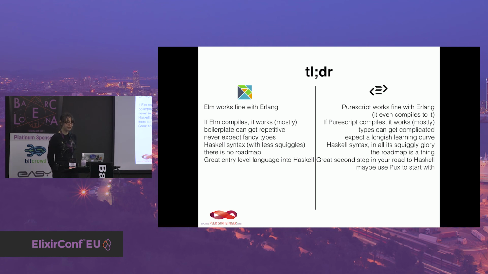Also, Elm has got Haskell syntax, but without the squiggles. And in Purescript, you get Haskell syntax with all the squiggles in all the squiggly glory. A lot of squiggles everywhere. I thought this is madness, but then I got used to it. And there is really no roadmap in Elm, while Purescript has got a roadmap, you can look it up on their GitHub. And I think Elm is a great entry language into strictly typed functional programming. And Purescript is a great second step on your road to Haskell, if you so want it to be. And maybe you should use Pux to start with that.